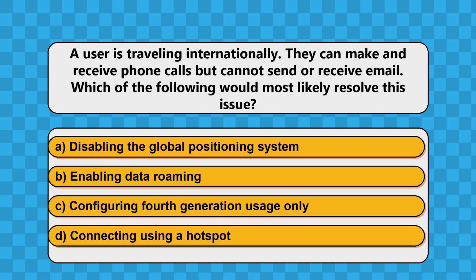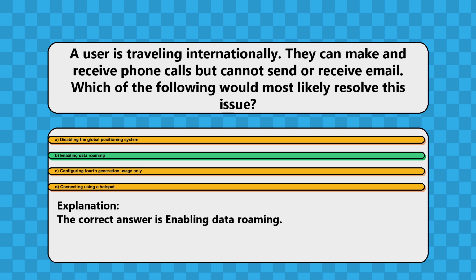Question 59. A user is traveling internationally. They can make and receive phone calls but cannot send or receive email. Which of the following would most likely resolve this issue? Option A, disabling the global positioning system. Option B, enabling data roaming. Option C, configuring fourth generation usage only. Option D, connecting using a hotspot. The correct answer is option B, enabling data roaming.